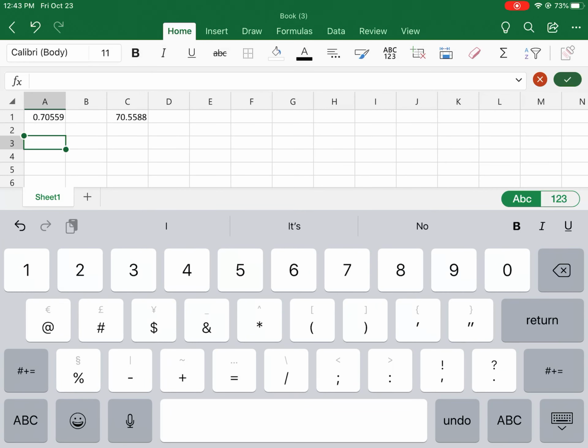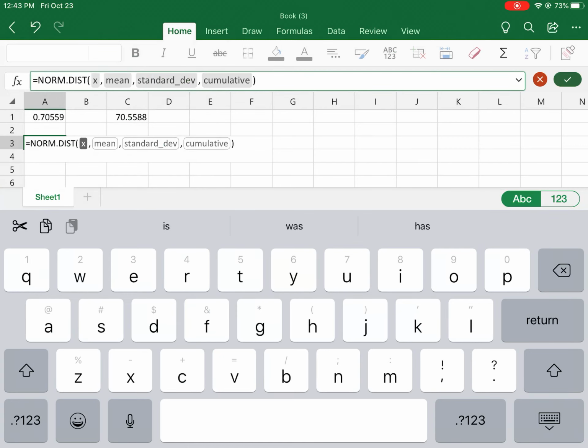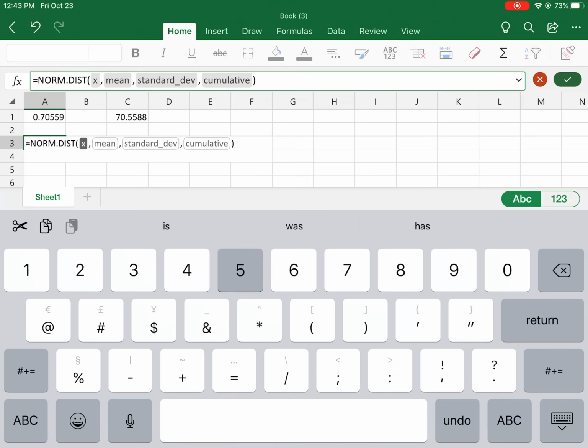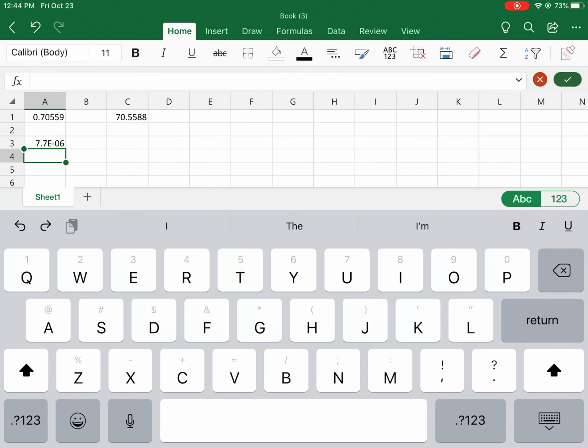Okay, so again, I'm just going to use one here. So equals my norm distribution. With this one here, I'm using 51, so I'm going to type in 51. Everything else stays the same. My mean is still 67. The standard deviation is 3.7. And again, this is true. Okay, so hit enter. So I get that answer there.